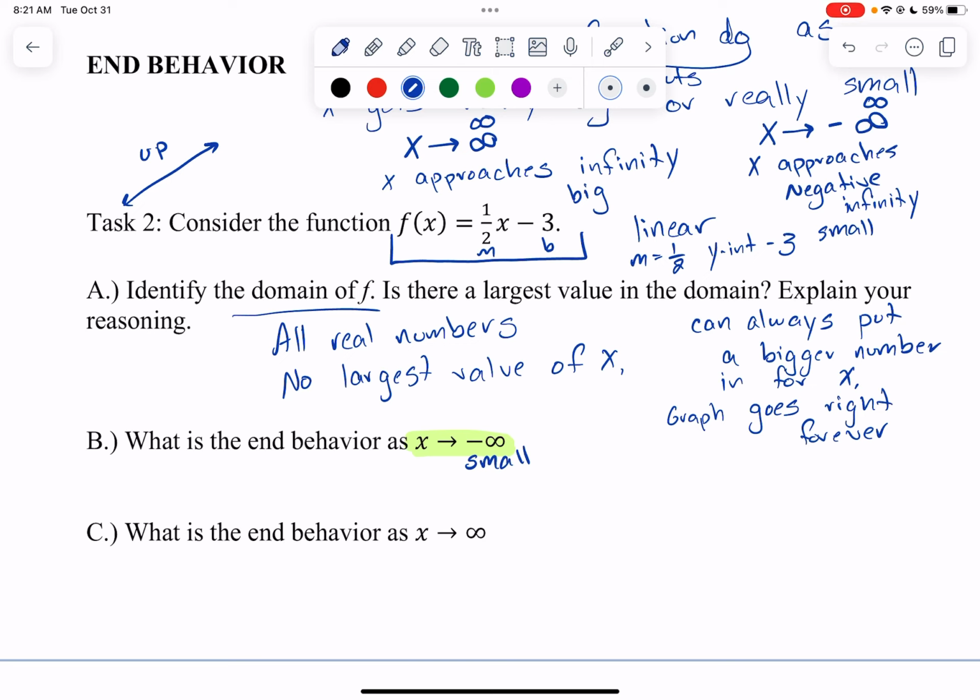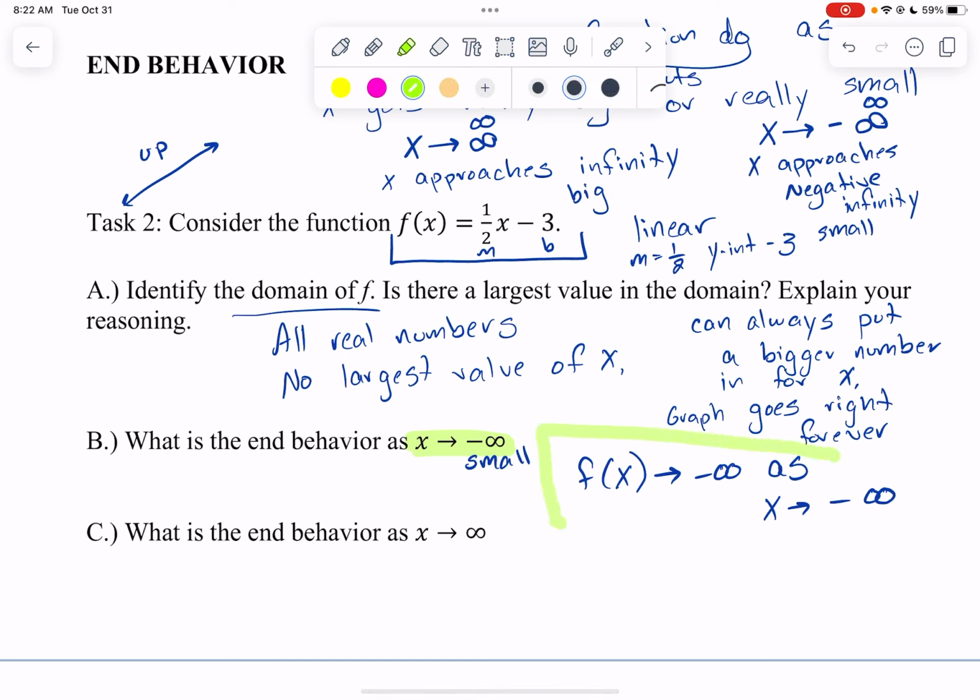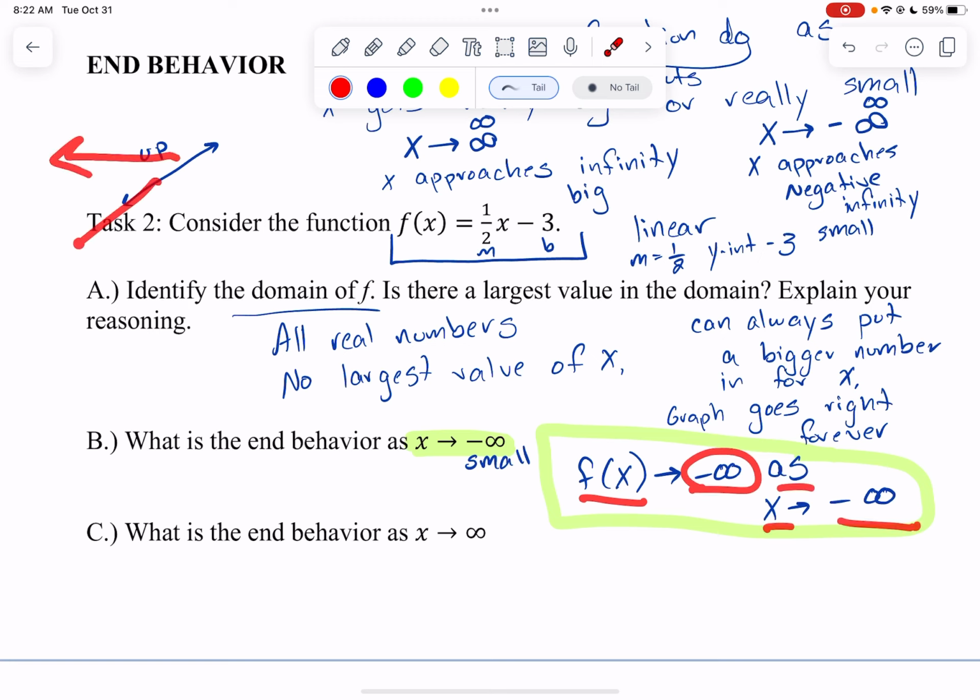So what is the end behavior? I would say the function f of x goes down to negative infinity as x goes to negative infinity. So there's how I would write it. This is the mathematical way of saying my function goes down as my x goes to the left. As x goes to the left, my function goes down.